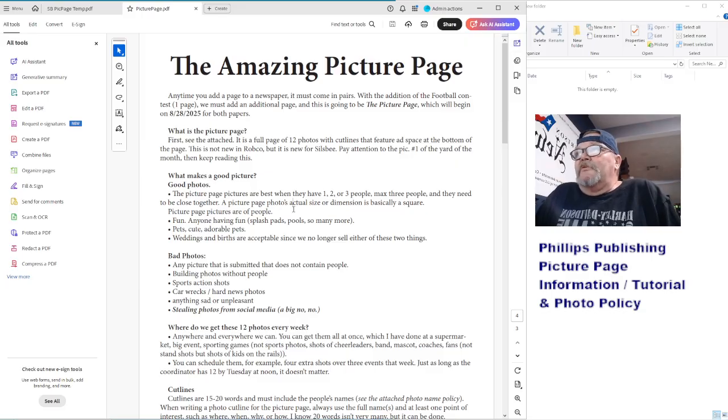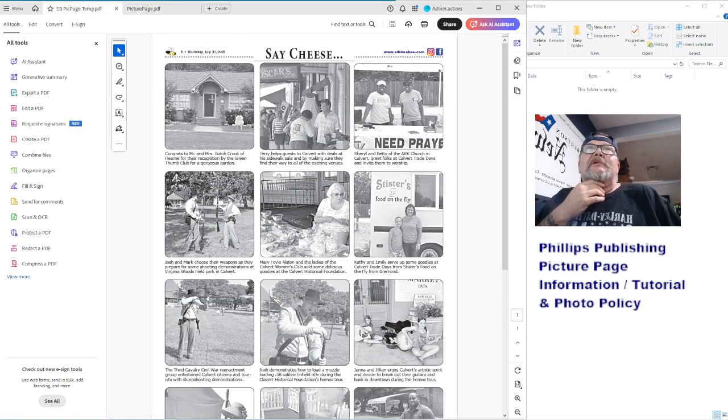What makes a bad photo? Any picture that's submitted that does not contain a person in it. So building photos. I want to show you. I intentionally did this, but if you look at the first one here, it's a building of somebody's house. They won the Green Thumb Club Award with this house picture. Yeah, I can't really tell that they won anything. It's pointless. If you look at the one over with the two grinning people, that's a better idea. That's more of what we're after.